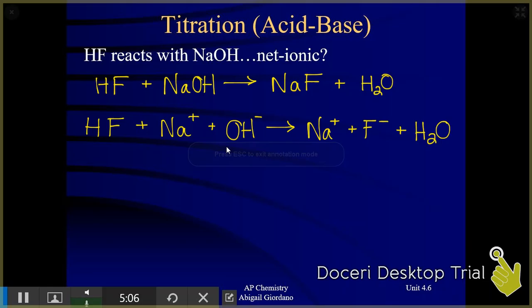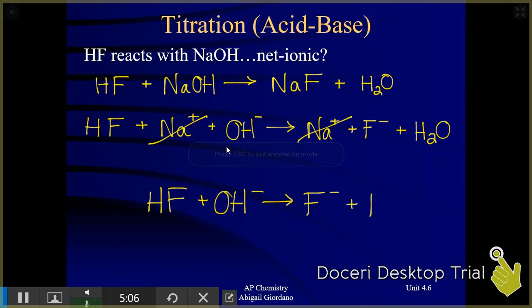Okay? This was now the point at which we canceled out. Do you remember what they were called? The spectator ions. And there's only one. So at the end of the day, this is what I'm left with: HF plus OH minus yields F minus plus water.